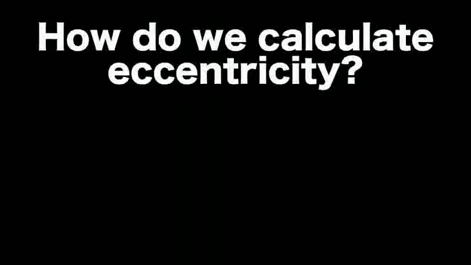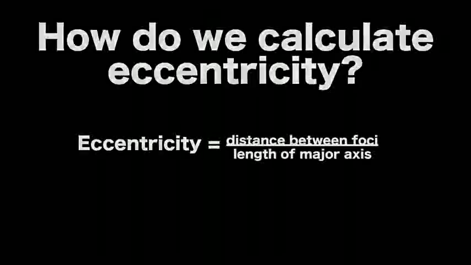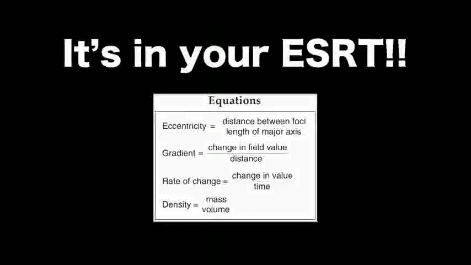Alright, so on page 1 in your reference table, you have your formula. Distance between the foci divided by the length of the major axis. Okay, so you can see you're right here. That's where your equation is going to be, right on the front page of your reference table. That should be familiar because we've already dealt with the density.